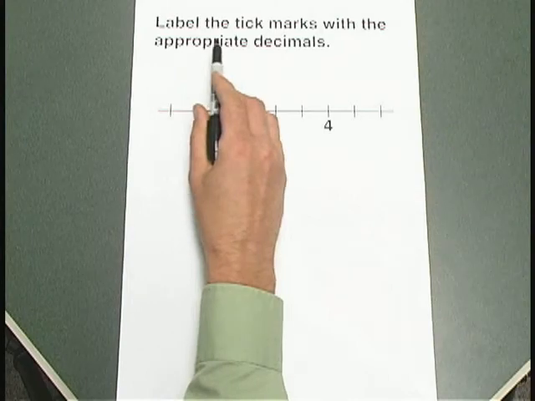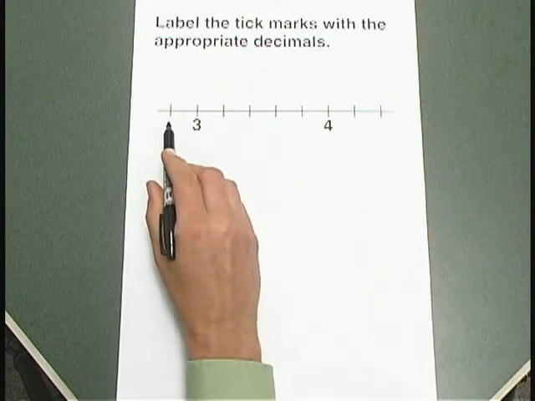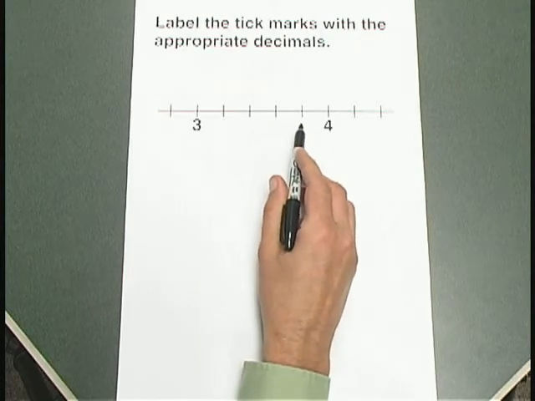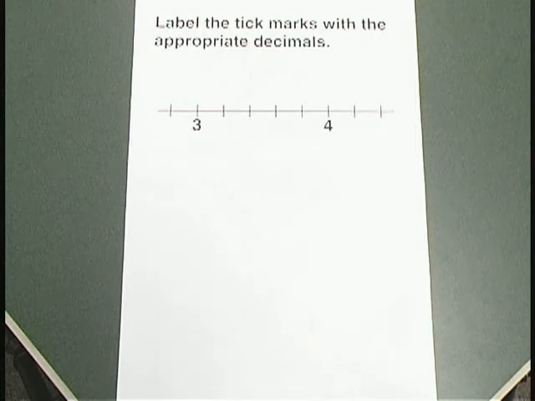Alan, let's take a look at this problem that involves working with decimals on the number line. Now, we need to think about the distance between numbers on the number line. And we also have to think about the number of spaces in between the numbers that are indicated. Label the tick marks with the appropriate decimals. The tick marks are the little lines that are drawn along the number line here. We want to write a decimal number for each one of these tick marks.